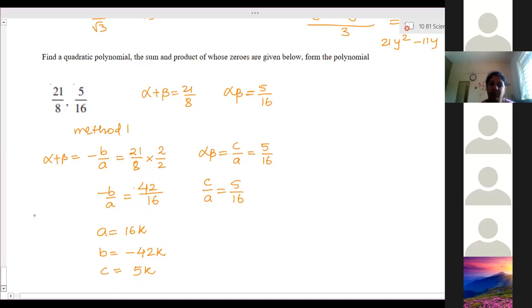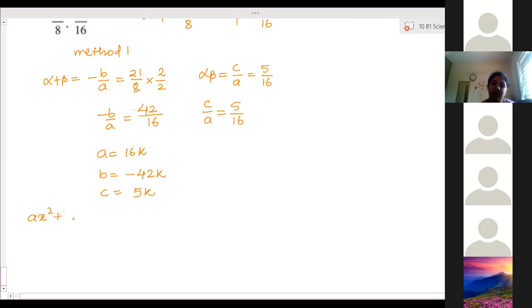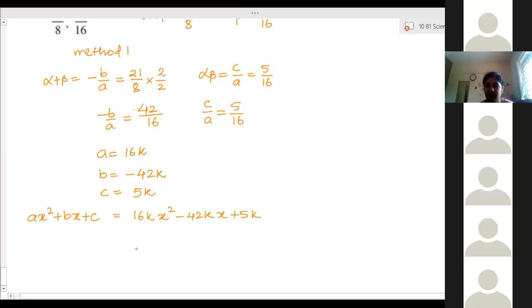Then you have the equation of the form ax square plus bx plus c. So this equation will be 16k x square, b value is minus 42k into x, plus 5k. The c value is plus 5k. K is common, so we write it outside. So the equation will be k in bracket 16x square minus 42x plus 5. So this is the polynomial required. And if you don't write this k, you will lose marks.